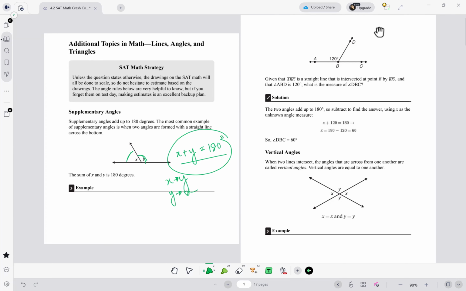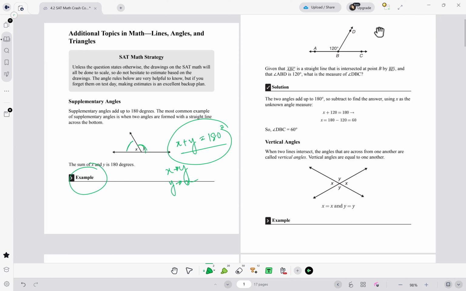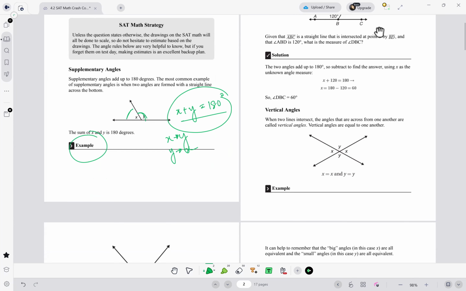Okay, so here is a problem. Given that ABC is a straight line that is intersected at point B by BD, and that angle ABD is 120 degrees. What is the measure of DBC? So you need to form an equation, that is x plus 120 equals 180, because they are supplementary angles. The summation of supplementary angles is 180 degrees, and then you just need to find the value of x. It is as simple as that.